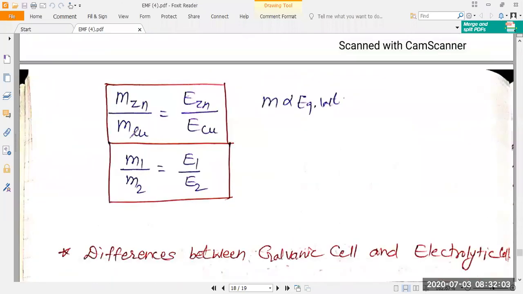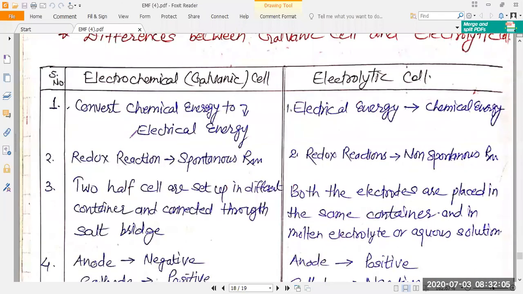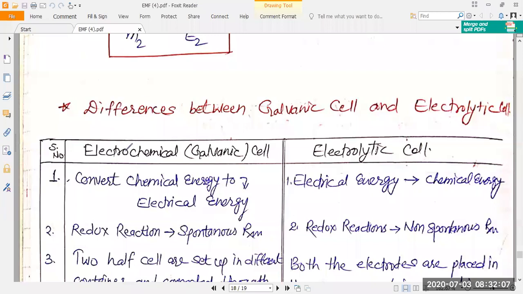Now, differences between galvanic and electrolytic cell. A galvanic cell is an electrochemical cell, we know very well. It is an electrochemical cell, and the electrolytic cell we know very well. So, the difference between electrochemical cell and electrolytic cell.